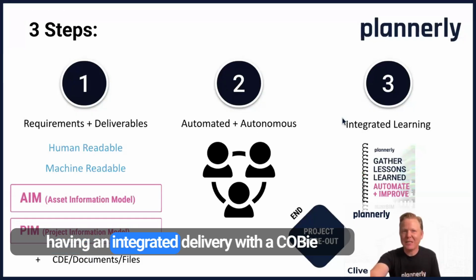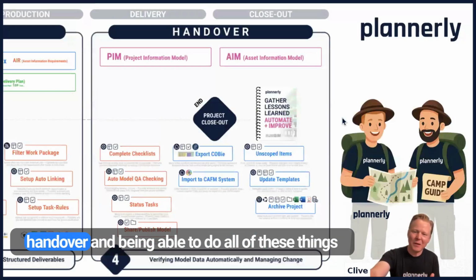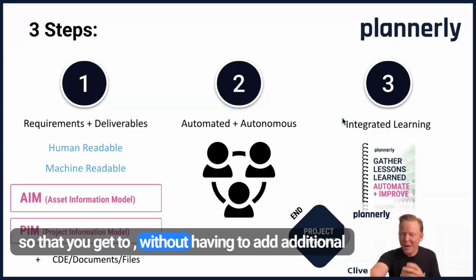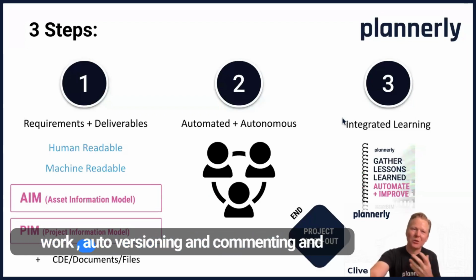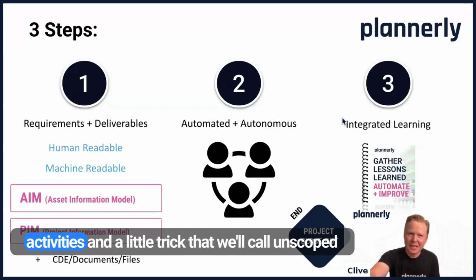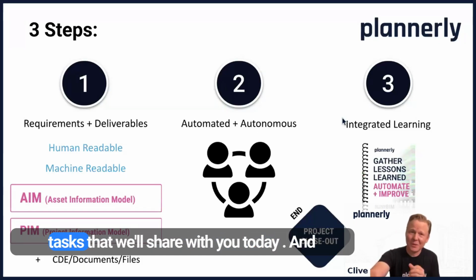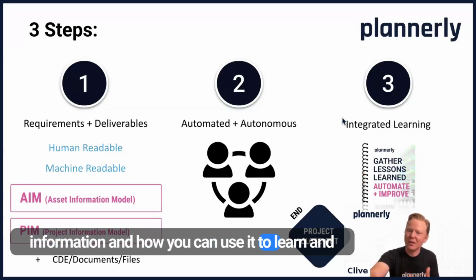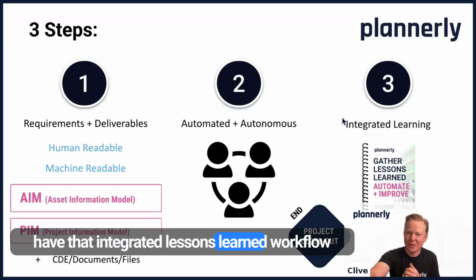So having an integrated delivery with a COBie handover and being able to do all of these things so that you get, without having to add additional work, auto versioning and commenting and activities, and a little trick that we'll call unscoped tasks that we'll share with you today, and understand the power of the golden thread of this information and how you can use it to learn and have that integrated lessons learned workflow.